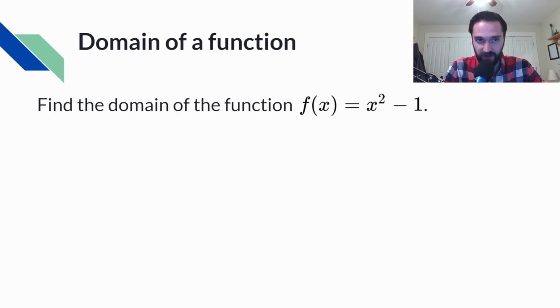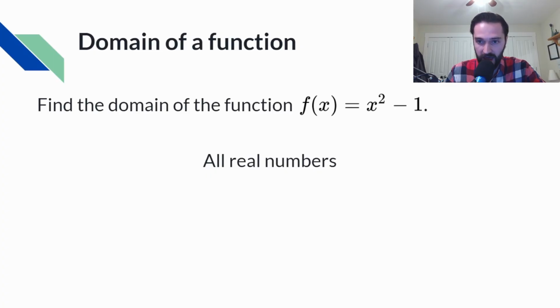Here we're asked to find the domain of the function f of x equals x squared minus 1. We can see right away that we can just plug any number we want into this function. There are no restrictions. There's no division by zero potentially happening, and there's no square roots. So the domain is all real numbers. And remember that the domain is a set of numbers. In this case, it's a set of an infinite number of numbers.